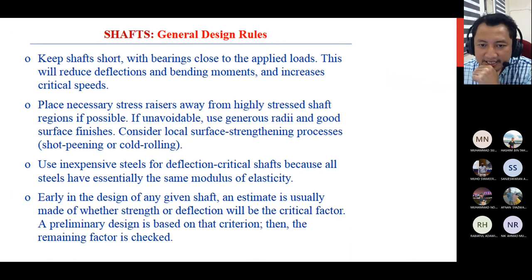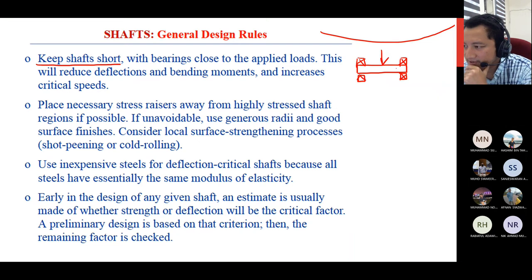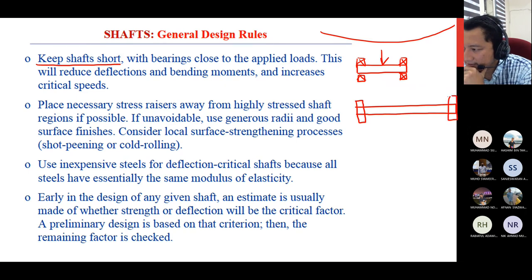So shafts, in general, we need to keep it short. The longer you put your shaft, the more bending you're going to get lah. It's going to bend. So if you have a very short shaft, you can support your shaft properly with bearings. Since you have the load, compared to a longer one, kamu memang akan kena a lot of bend in a longer one.